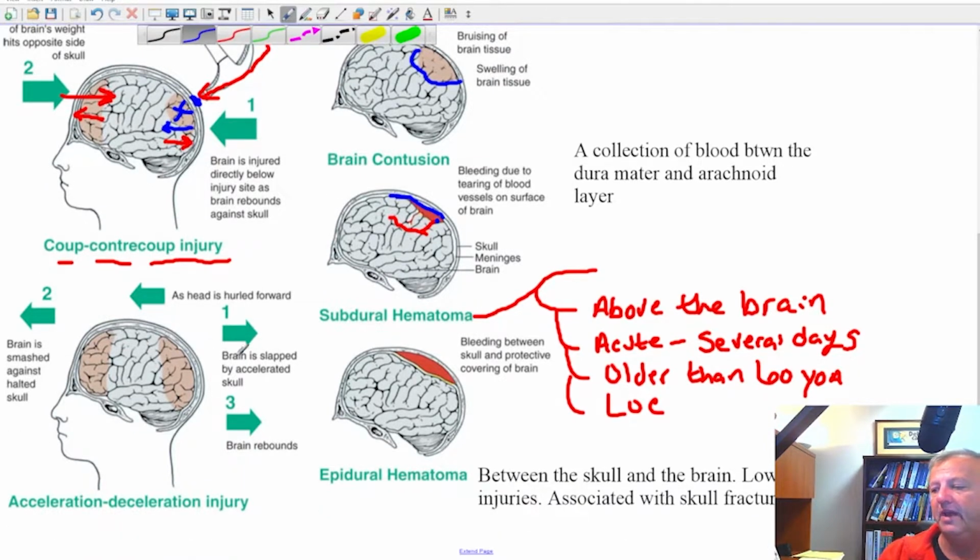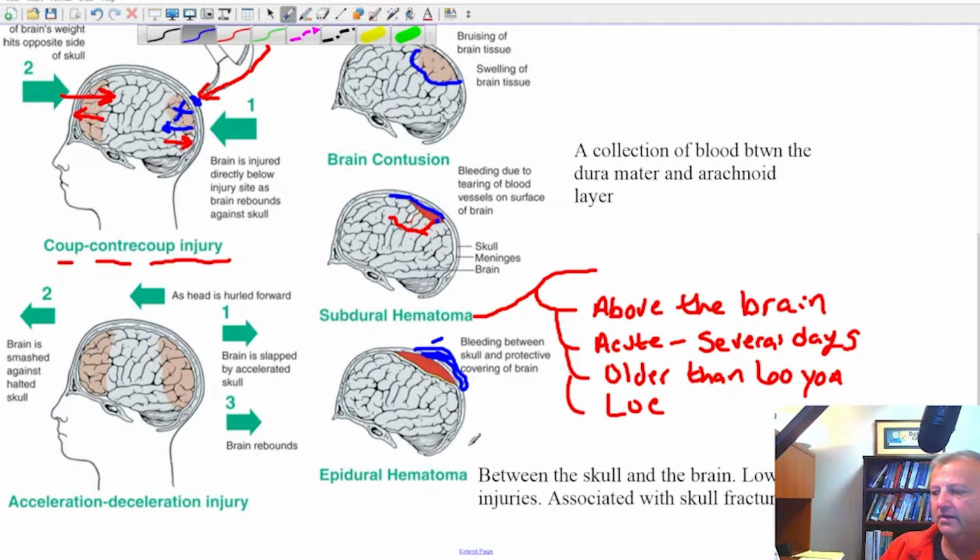All right, so here's the epidural hematoma. And so this is where we have bleeding between the skull and the protective covering of the brain, the dura. So here, if I was to open up the skull plate, right, I will immediately see the blood clot. I could remove the blood clot, stop the bleeding, put the skull back together.